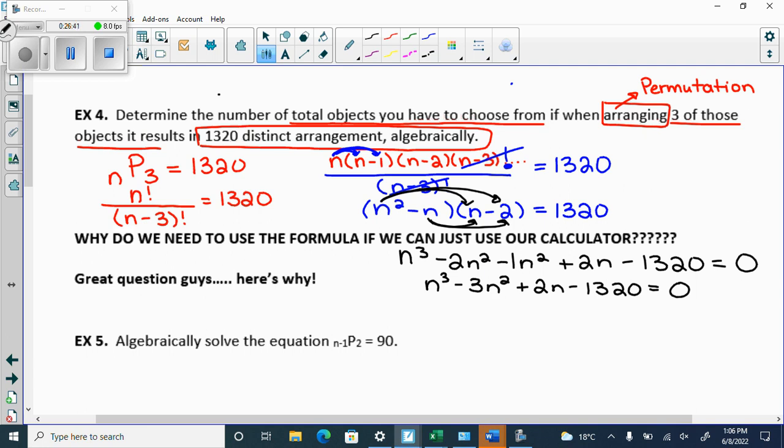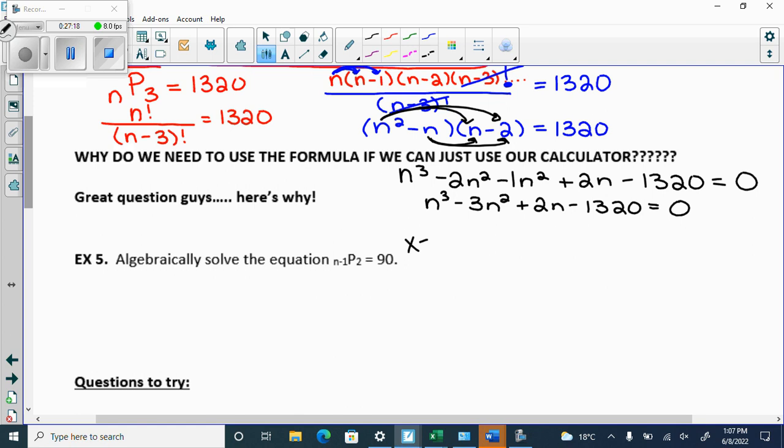Now this has a y-intercept at negative 1,320, so if on your 10 by 10 window you're not seeing it, that would be why. But you can go second table and see. Anyone find an x-intercept that works? You do? 12 and 0? Okay. So Sean got 12. So we're going to go x equals 12.